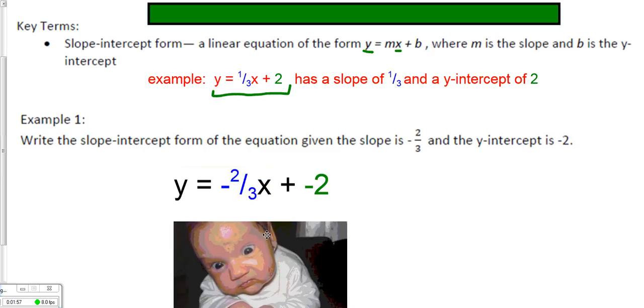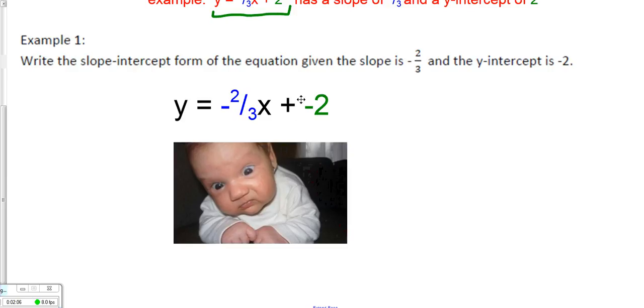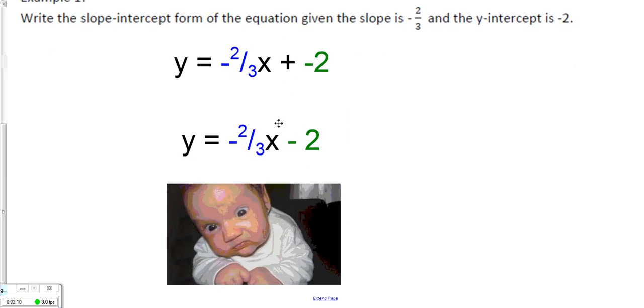So plugging everything in, it should look something like this. Y equals negative 2/3 x plus a negative 2. Instead of saying plus negative 2, you can also just say minus 2. Either one of these is correct, as long as it's a negative here and a negative or a minus right here.